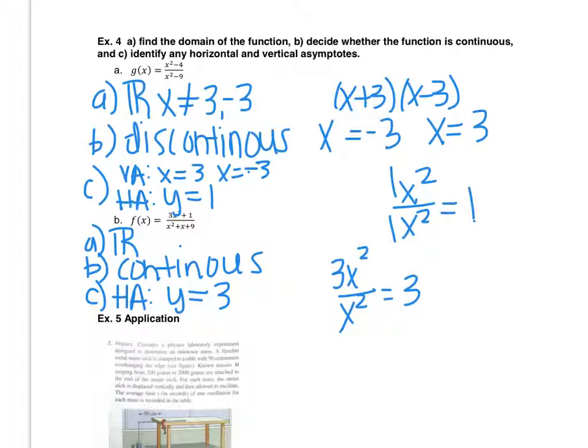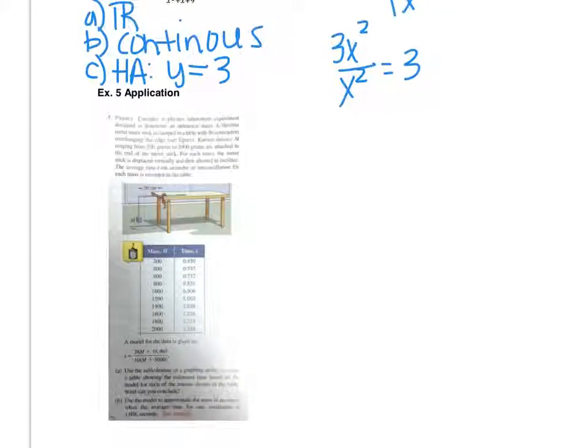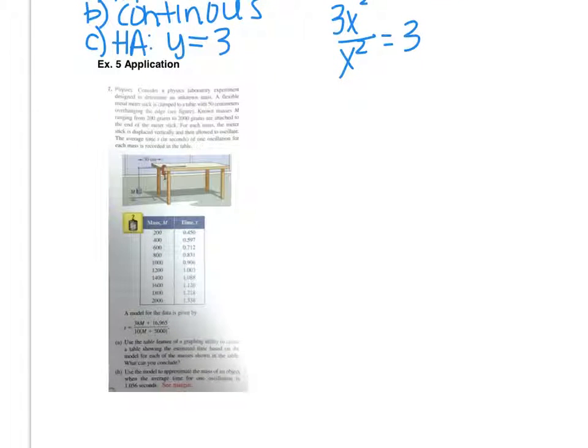Almost done. So we've got one more problem, and this is the application. I copied this right out of the book. It is problem number 47. So if you would like to go and look at the book, if this is hard to read, you can do that. And this is basically a model of a physics experiment where they attach a mass and consider oscillation times. And they have theirs recorded where they have the mass they hung and the time.